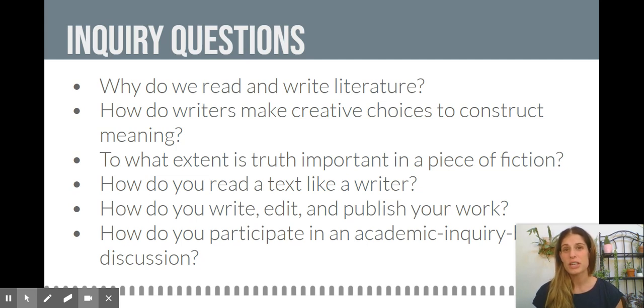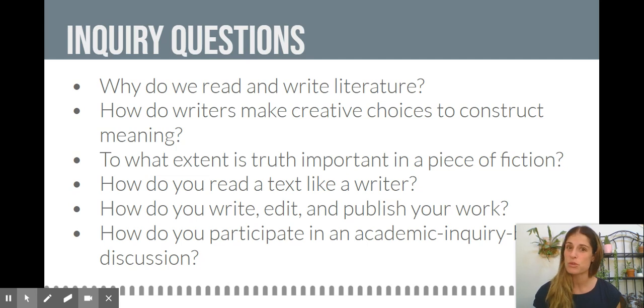And then additionally, we'll be looking a lot at the author's craft. So you'll be thinking about, how do writers make creative choices? How do they use juxtaposition and irony in order to construct the meaning that they're seeking? And as you already know through reading The Things They Carried, truth is such an important element, the difference between story truth and happening truth. And so we'll be looking at, to what extent is truth important in a piece of fiction?